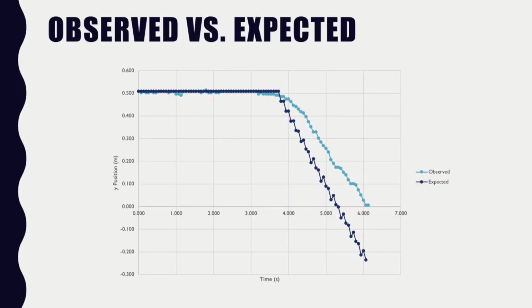Observed versus expected. This graph overlays both data sets. Both lines hold flat near 0.5 meters during the stationary phase, then drop after about 3.7 seconds. The expected data falls faster than observed, meaning our model captures the general trend but has deviations, which brings us to error.